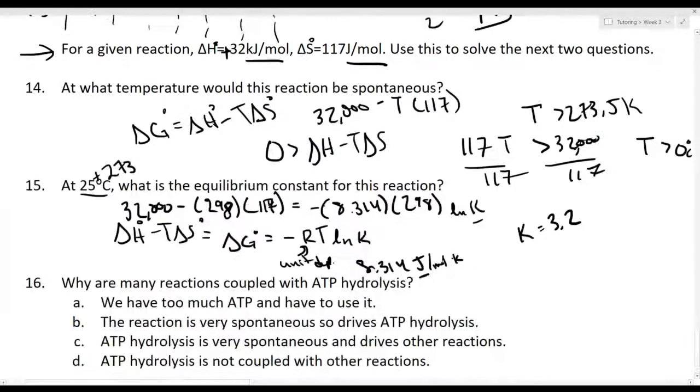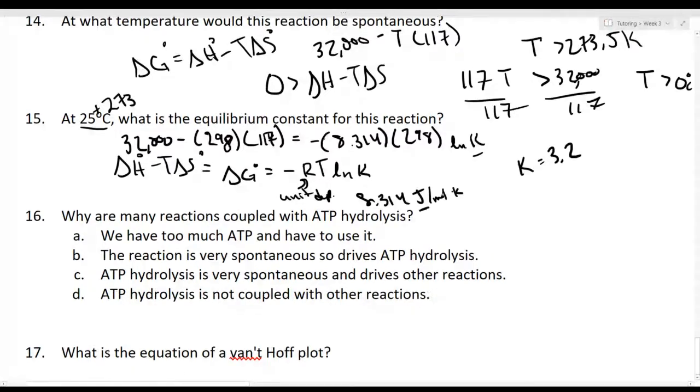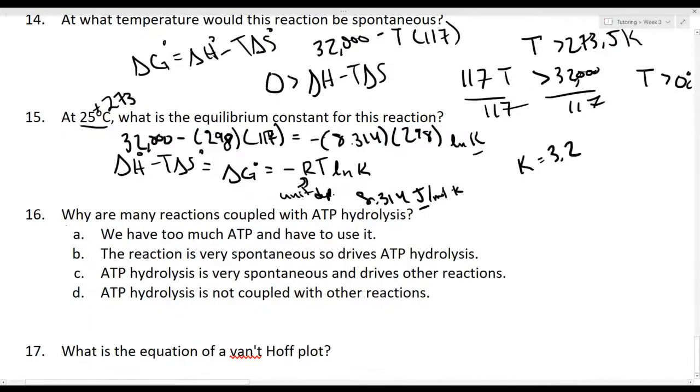Why are many reactions coupled with ATP hydrolysis is our next question. We have too much ATP and have to use it. The reaction is very spontaneous and drives ATP hydrolysis. ATP hydrolysis is very spontaneous and drives other reactions, or ATP hydrolysis is not coupled with other reactions. What do you guys think? C, yes. C is exactly right.